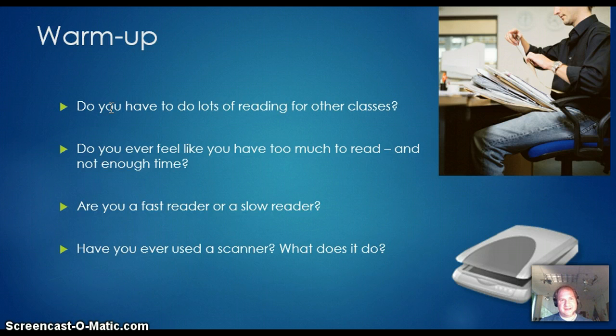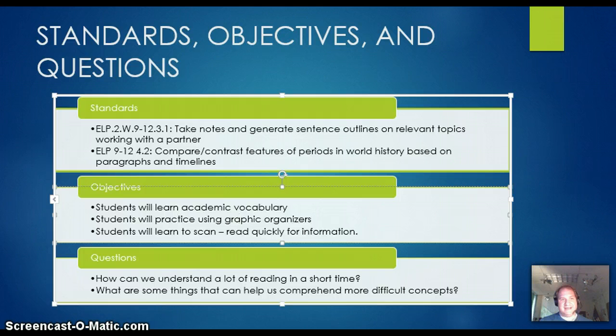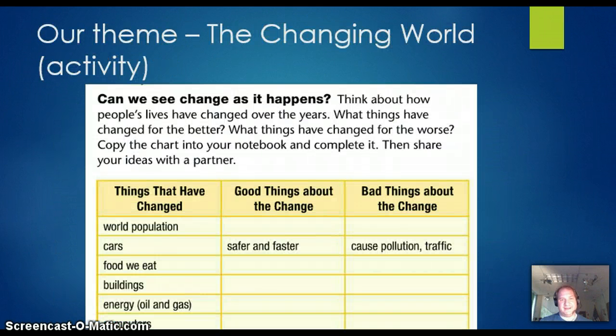So if you're a fast reader or a slow reader, that's individual. Some people just can't read that fast. Others like to just go right through things. And if you've ever used a scanner, yes, they have one in every center. That's basically what we're going to do. We're going to just go through a lot of text real fast. So we're going to do some outlines, take a look at some periods of world history, but the big thing is to learn to scan and how graphic organizers can help you.